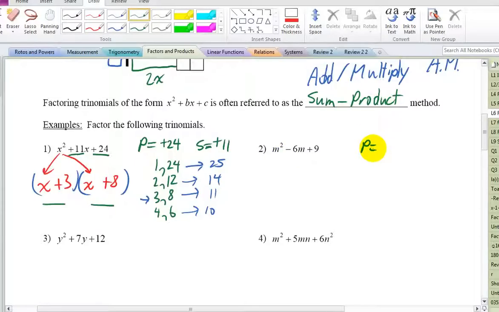Product. What is it? 9. Do include the sign though, okay? So plus 9. Good habit. Sum. -6. Awesome. So 9 is so easy because there's not a lot that multiply to 9. Okay. Jordan? One of them? 1 and? 3 and? 3 and 3, right? 3 squared. Okay. Anything else? 4 and? No, nothing. Okay. So looking at that, which one gives you 6?